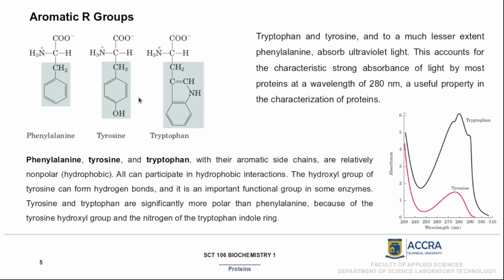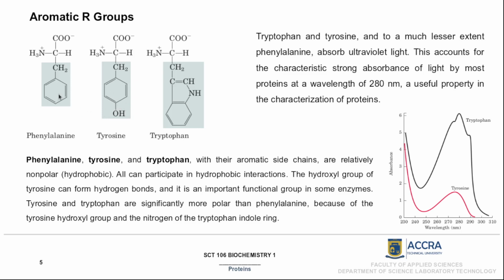Now let's move on to aromatic R groups. Phenylalanine, tyrosine, and tryptophan with their aromatic side chains are relatively nonpolar or hydrophobic. All of these can participate in hydrophobic interactions. The hydroxyl group of tyrosine can form hydrogen bonds. So you see the hydroxyl group of tyrosine here. The only difference between phenylalanine and tyrosine is the hydroxyl group on the aromatic chain.